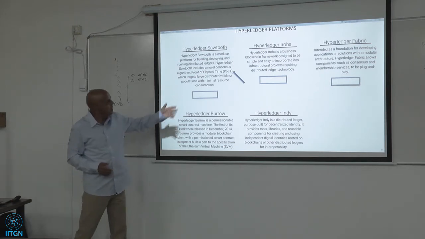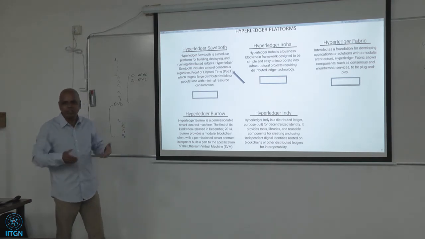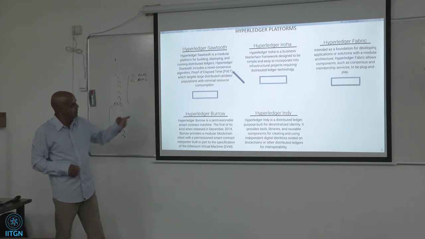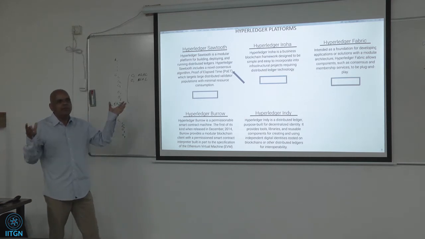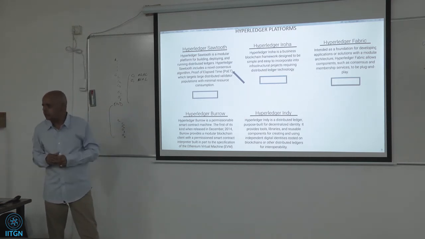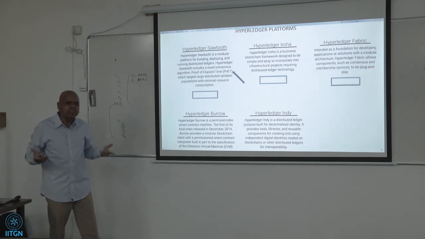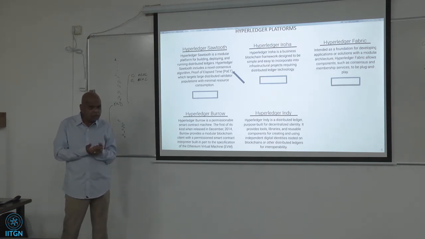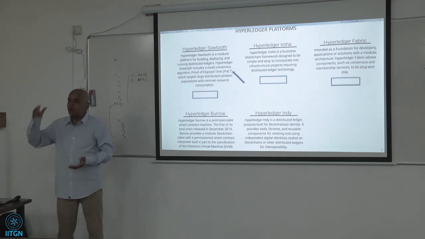Good. Other one, Hyperledger Iroha. I don't know how to say that, but you can say it both ways. It's a business blockchain framework designed to be simple and easy to incorporate into infrastructural projects requiring distributed ledger technology. Now, everyone claims my stuff is easy, right? So you guys have to find out when you do research for platforms in detail. Are they really easy? The speed is faster. Is the scalability higher? Is the cost lower? So you have to ask all those questions basically.